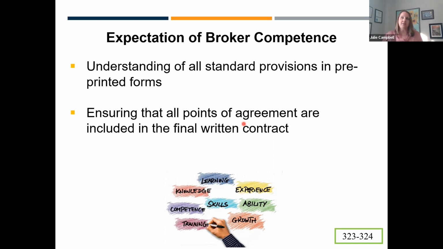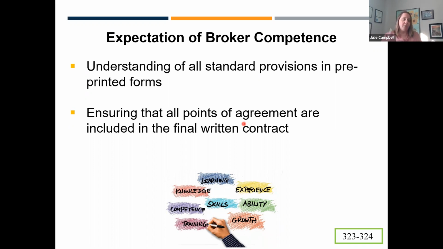Because I'm here to tell you something. Your buyers and sellers are not reading these forms. They're not sitting down and reading the 15-page offer to purchase and contract before they sign it. Why? Because they have you. They trust you. They rely on you. And that's why it's important that we know what's in the forms.